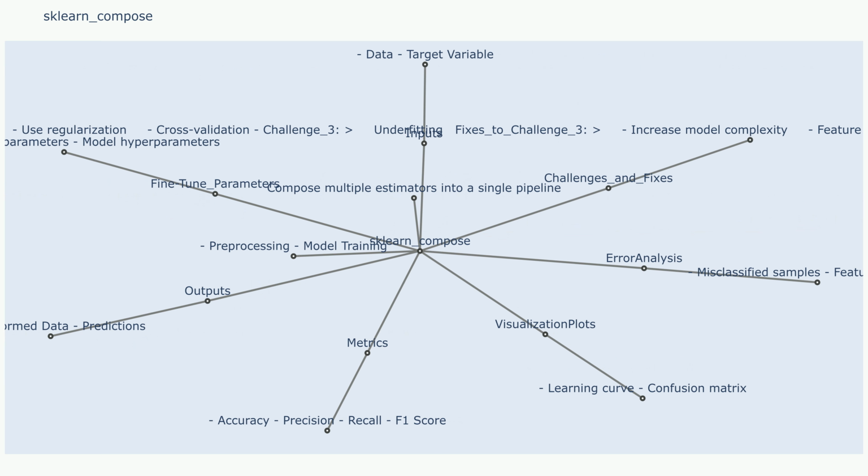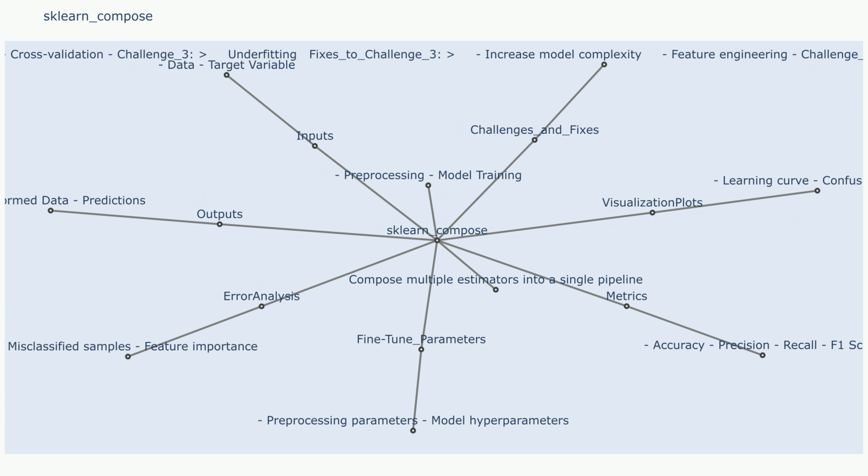Outputs. Transformed data: the output will be the transformed data after applying the specified transformations and feature selections within the pipeline. Model: the final trained model is returned, enabling you to use it for predictions.